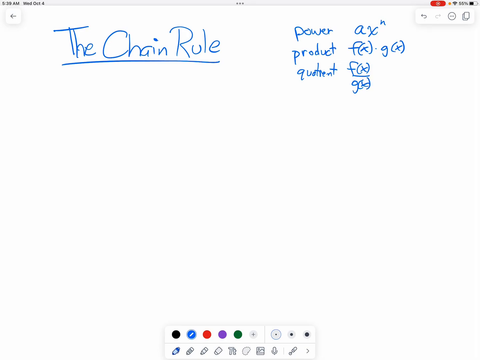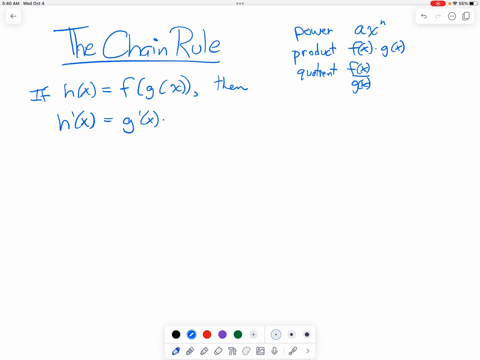The chain rule looks like this. If we have a function h of x that's expressed as a composition, f of g of x, then the derivative goes like this. h prime of x is g prime of x times f prime of g of x. What?